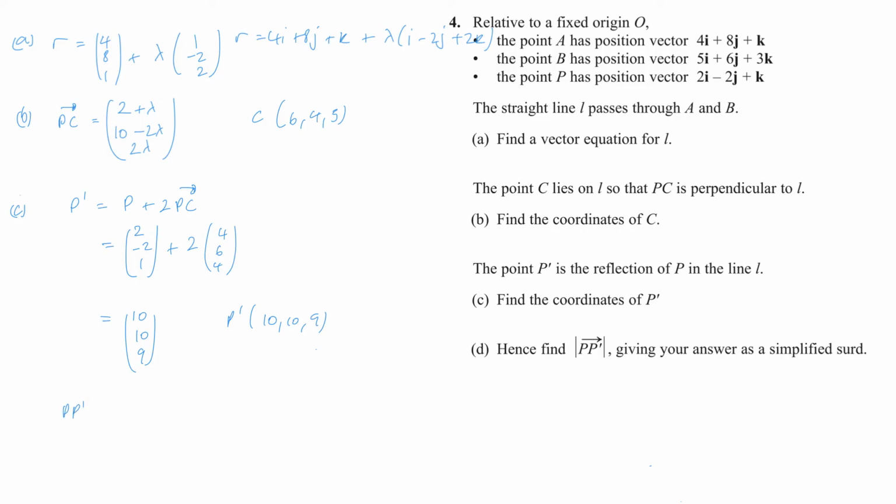So the distance PP dash is the same as twice the distance PC, which is 2 times root of 4 squared plus 6 squared plus 4 squared. Equals 4 root 17.